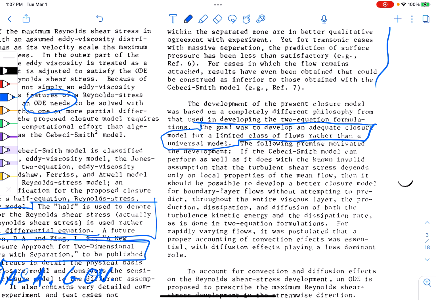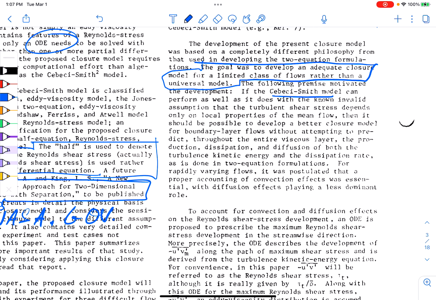And here he talks about the Cebeci-Smith model and some of its limitations. It depends on delta and delta star or shape factors or something similar. And this model, like the Baldwin-Lomax model, has already overcome that. And almost all models had after these.